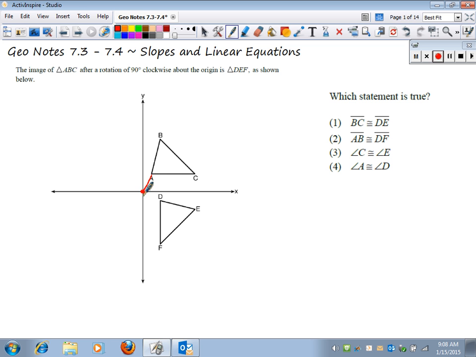Angle A is right here, angle D is right there. Does that look like 90 degrees? Yeah, that is a 90-degree rotation. So this is called an isometry. Remember that word? It means one shape lands on top of the other perfectly and they're all the same size. That's isometry. Okay, so D was your solution.